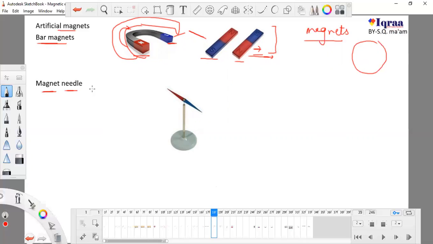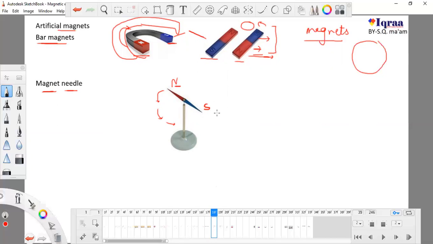Another type of magnet is the magnetic needle. You can see this side is showing the north pole, and this side is showing the south pole. Remember this. The north pole is red, and the south pole is blue, and it is present on this stand, so it can move. It can tilt, because it is very light in weight, and this magnet cannot move. If I put something iron nearby, it can attract, but it cannot change its place.